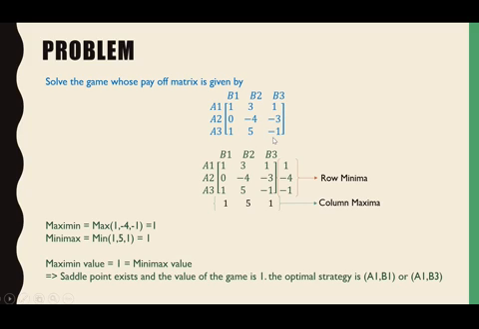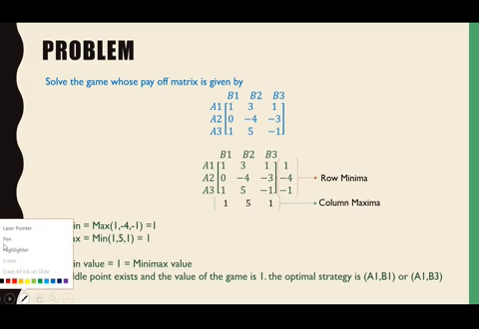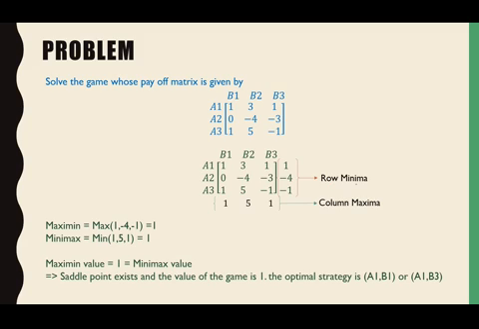When the payoff matrix is given, I am supposed to find out the value of the game or the optimal strategy. So now, what am I supposed to do? For every row, I am supposed to find out the minimum value. So for A1, minimum value is 1. For A2, minimum value is minus 4. For A3, minimum value is minus 1. So for all rows, I have found the minima. Row minima has been computed.